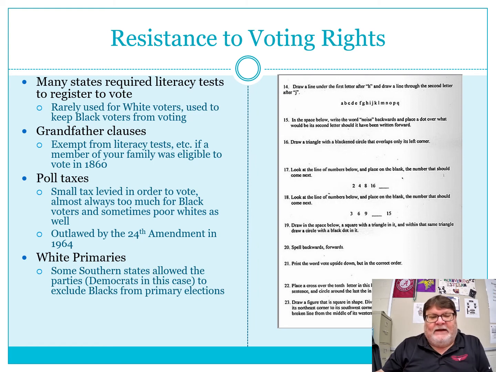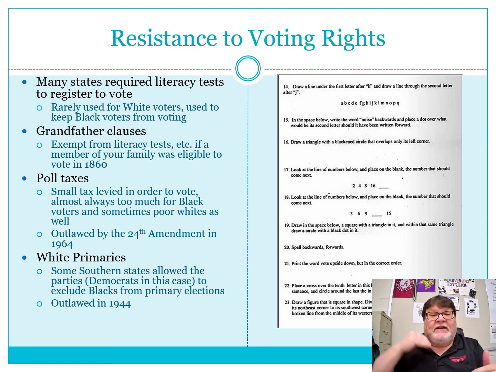And then the last thing, some places in the South used what were called white primaries, or they allowed white primaries. And of course, it's the Democrats in this case because they controlled the South, and they used those to exclude blacks from primary elections. What they did was they would have a big primary election and everybody could vote, but then they'd have a white primary, and that's the only one that counted. Those were outlawed even before we get to the Civil Rights era, outlawed during World War II in 1944.